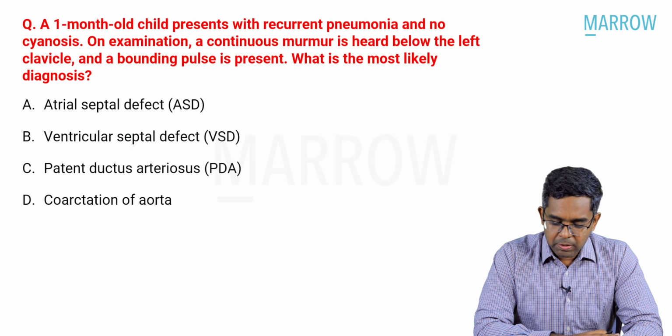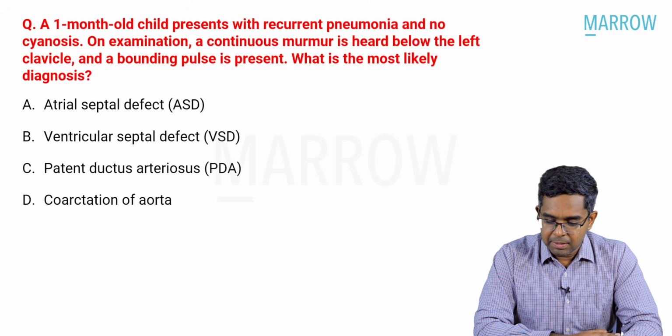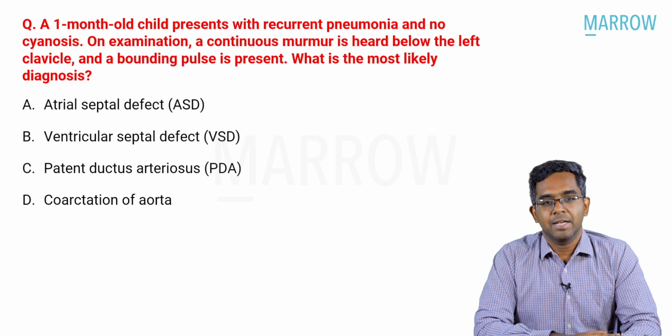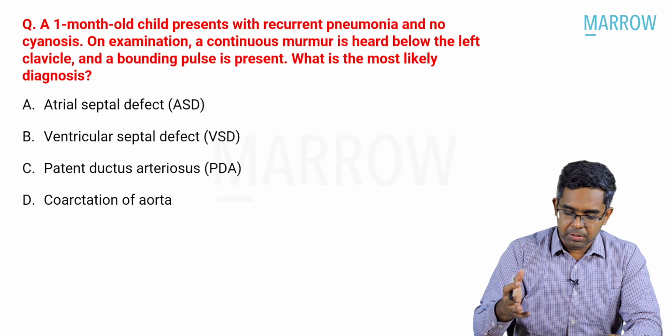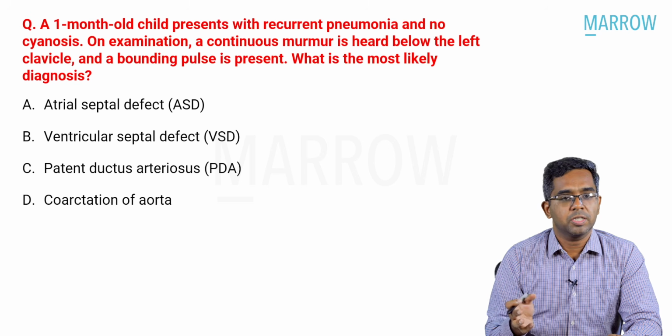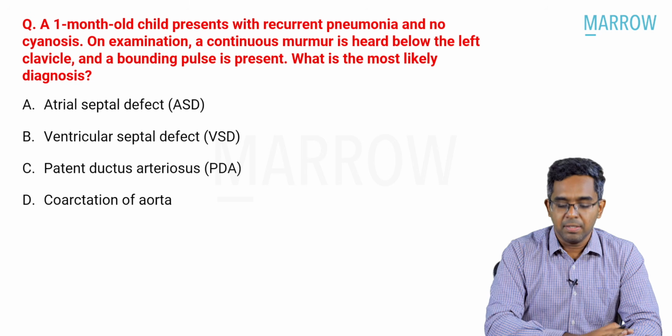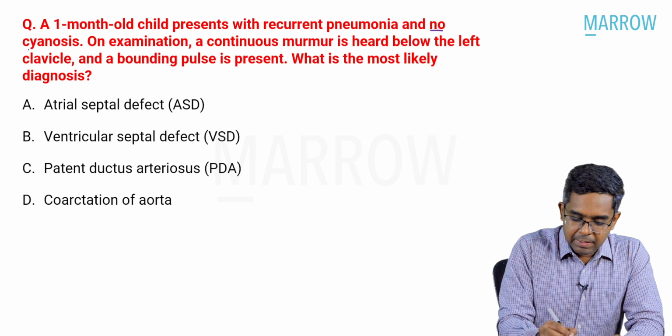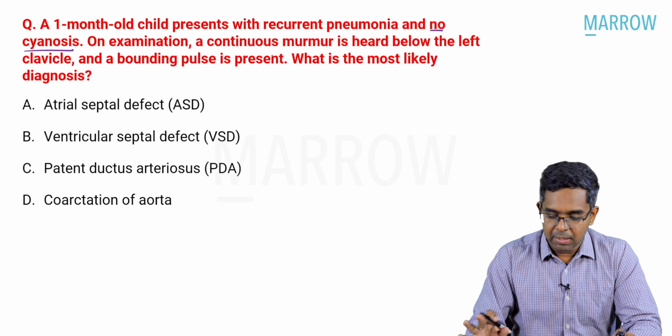Moving on to our next question. It's a straightforward one. A 1-month-old child presents with recurrent pneumonia and no cyanosis. On examination, a continuous murmur is heard below the left clavicle and a bounding pulse is present. What is the most likely diagnosis? Remember, all the options, ASD, VSD, PDA and coarctation of aorta, are congenital heart defects, and no cyanosis means it's an acyanotic congenital heart defect.